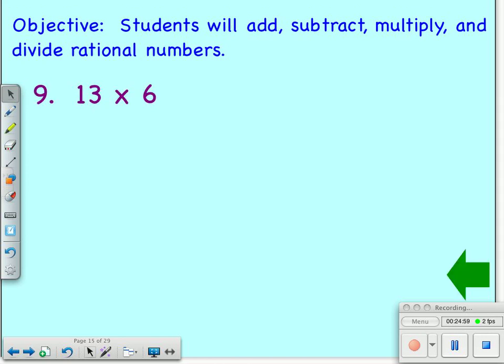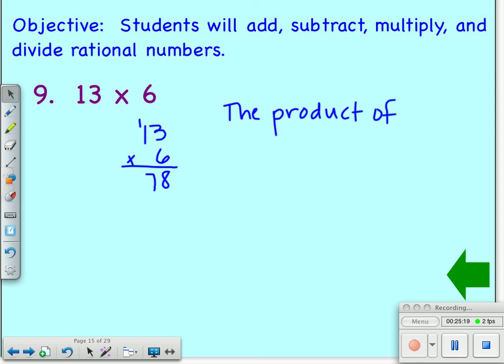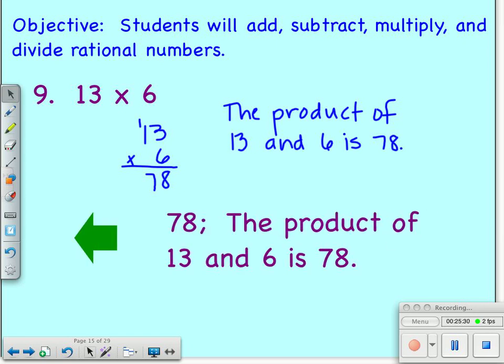13 times 6. 6 times 3 is 18. Carry the 1. 1 times 6 is 6 plus 1 is 7. 78. The product of 13 and 6 is 78. Check our answer. The product of 13 and 6 is 78. Number 10.